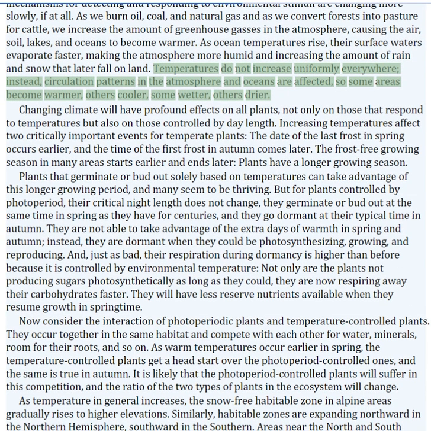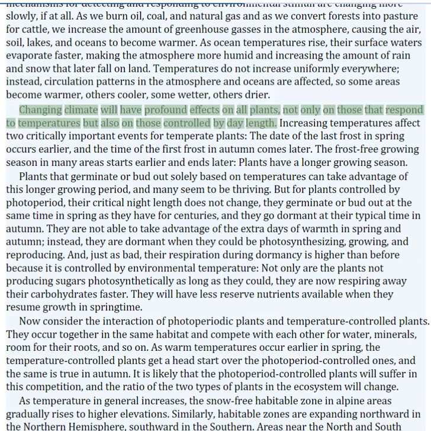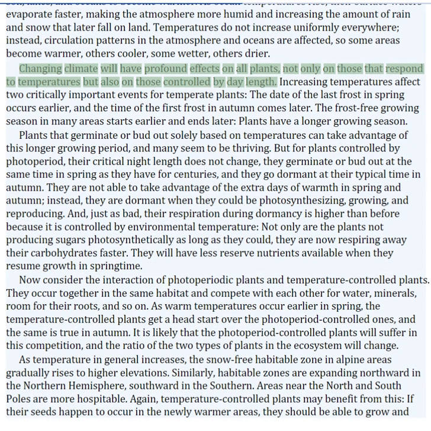Temperatures do not increase uniformly everywhere. Instead, circulation patterns in the atmosphere and oceans are affected, so some areas become warmer, others cooler, some wetter, others drier. Changing climate will have profound effects on all plants, not only on those that respond to temperatures, but also on those controlled by day length.